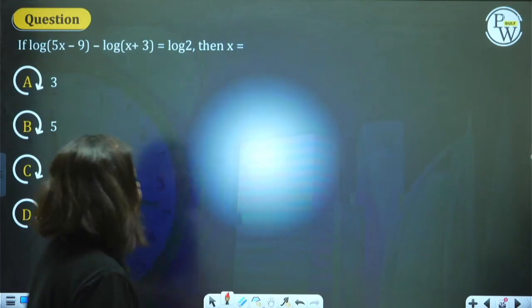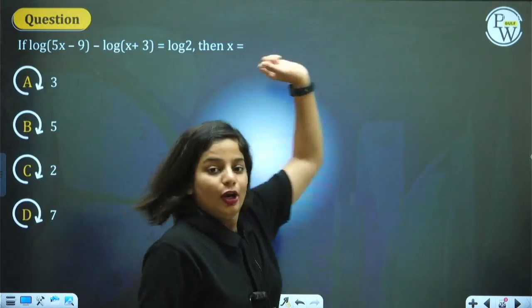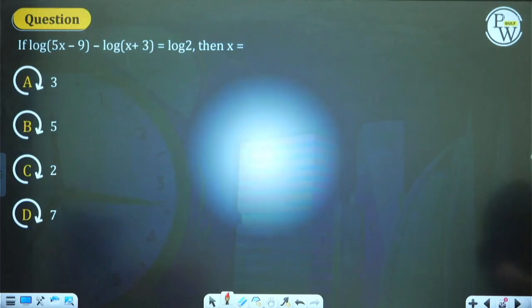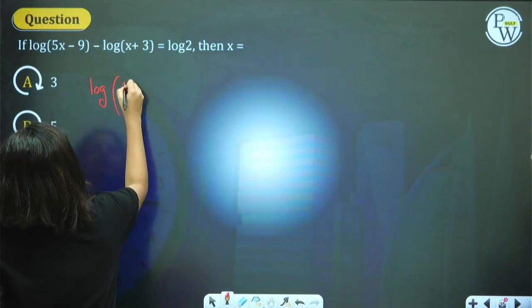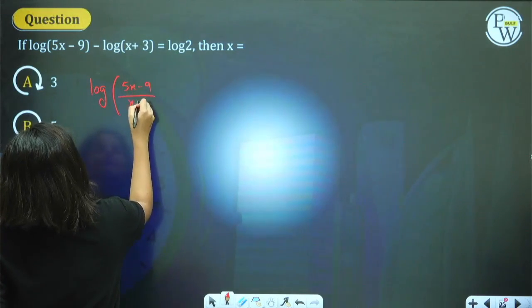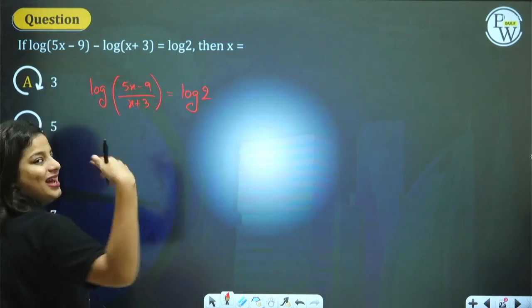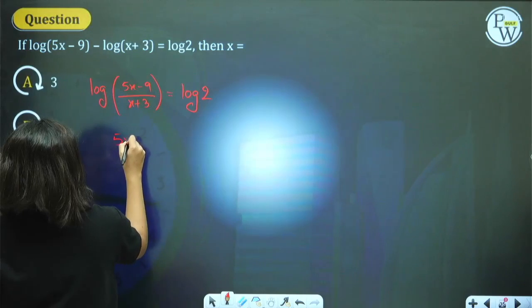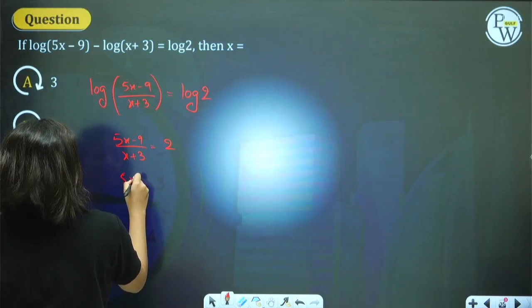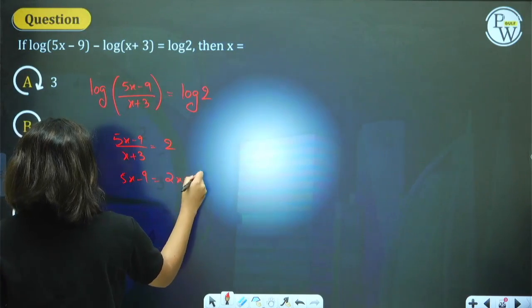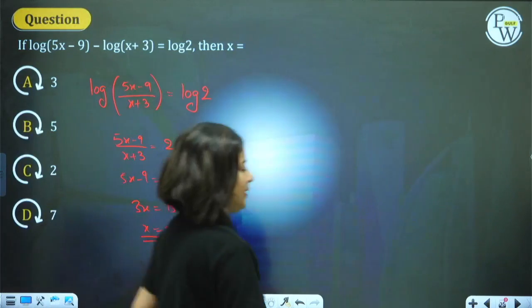Log of 5x minus 9 minus log of x plus 3 is equal to log 2. Then what is x? Two logs are getting subtracted. My brain says I need to use the quotient law. 5x minus 9 upon x plus 3 is equal to log of 2. Log from both the sides can nullify. 5x minus 9 upon x plus 3 is equal to 2. Cross multiply and you are done. 3x is equal to 15, x is equal to 5. Answer is option B.